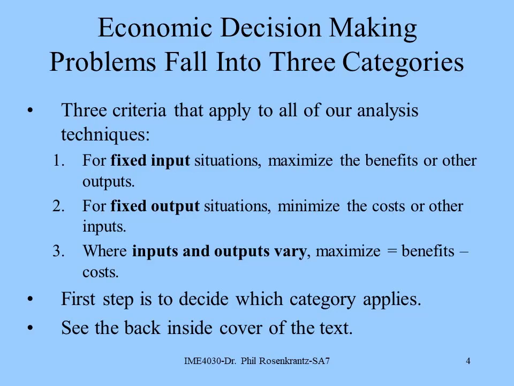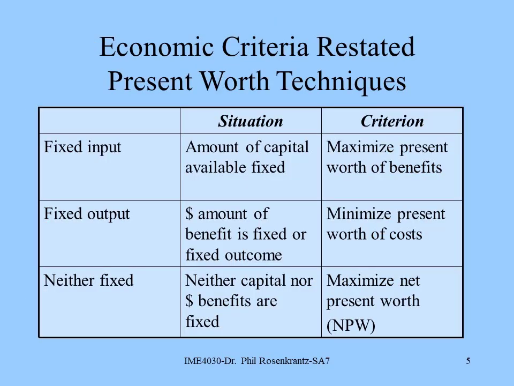Go to slide number 5, please. We're going to talk about this some more. The fixed input situation is where the amount that we have to invest is fixed. No matter what alternative we choose, we only have a certain amount to invest. So our goal or criteria to choose the best one is the one that maximizes the present worth of benefits. And likewise, for fixed output, here we have a situation where the amount of the benefit is fixed, or we have a fixed outcome. Now our goal is to achieve that with the least amount of investment. So our criterion is to minimize the present worth of costs.